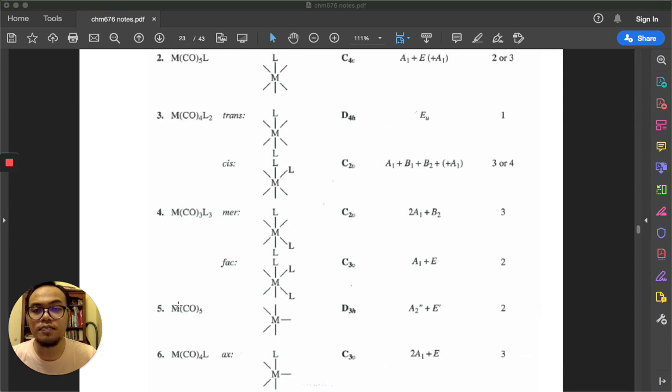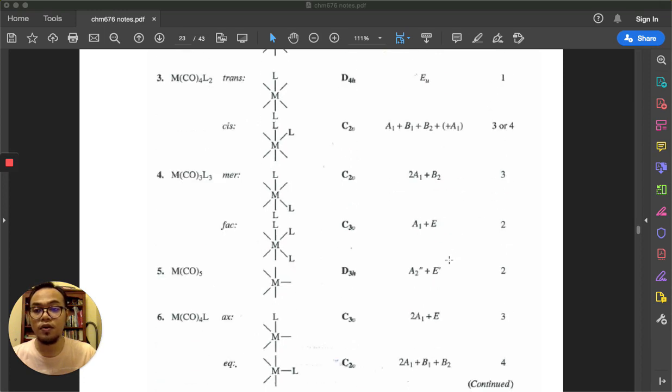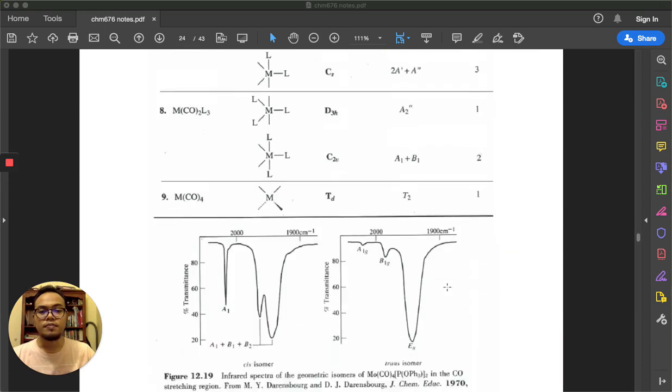MCO4L2. Let's see this one. But we see 3 frequencies, so it cannot be trans. So it must be cis. So the structure is cis, because we should be expecting 3 or 4 frequencies.